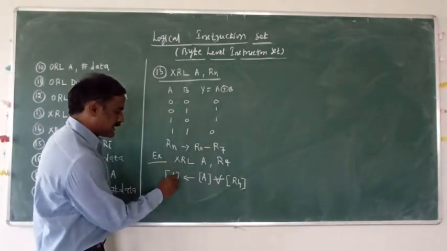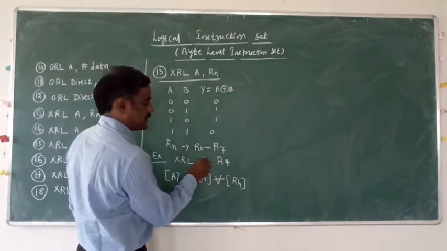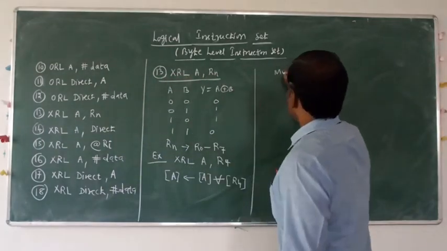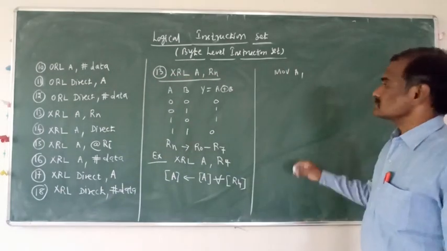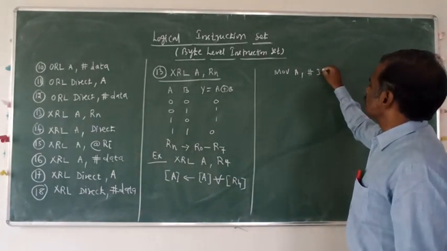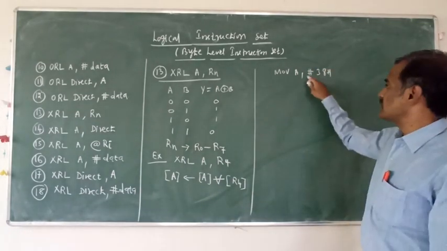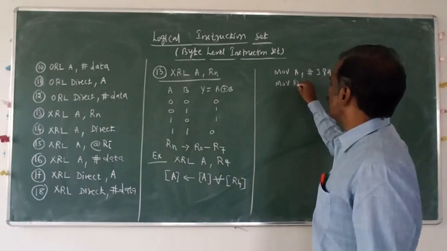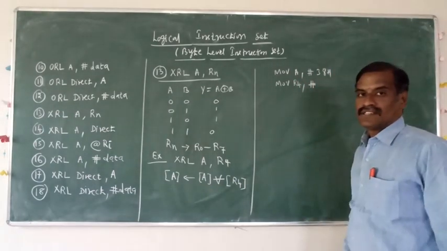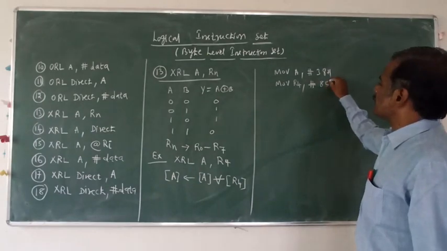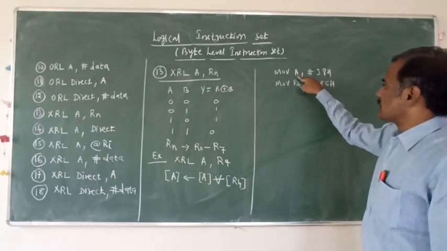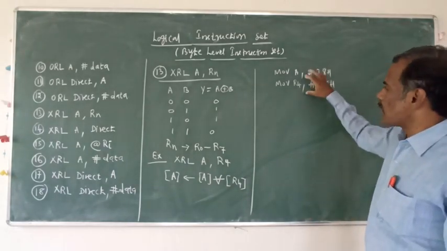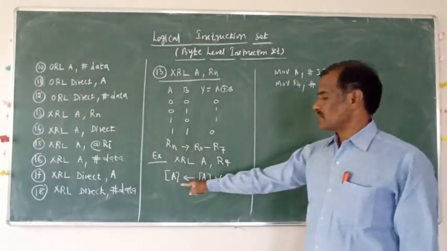This is the operation of exclusive OR of the accumulator with any working register data, and the result moves to the A register itself. First, we have to initialize the data in the A register and register R4. MOV A, #38H, so the accumulator data is 38H, and in the R4 register we initialize MOV R4, #85H. Data 1 is in the accumulator, the second data is in the R4 register. Now, exclusive OR these two data and the result moves to the A register.